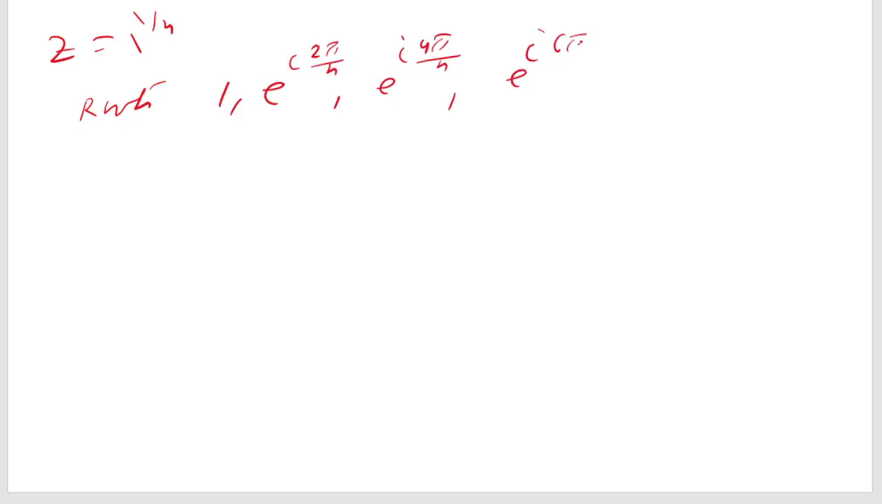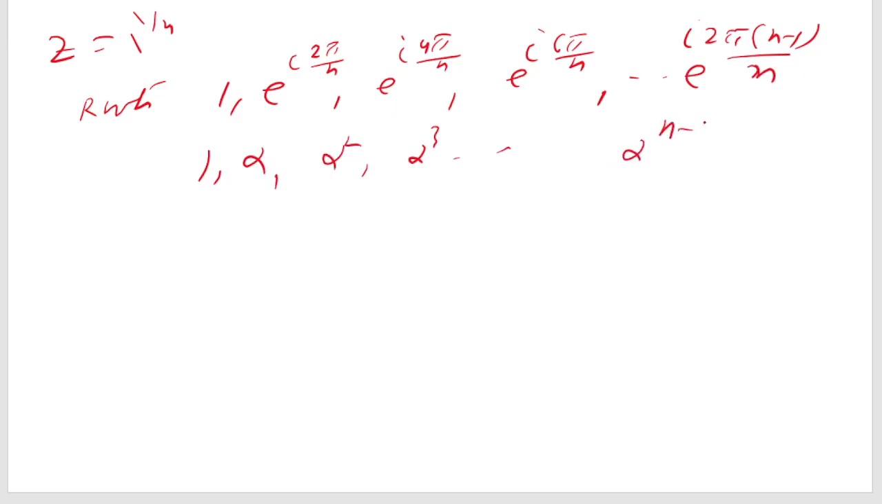So this 1 by n root has roots. What are the roots? The roots are 1, e to the power i 2 pi by n, e to the power i 4 pi by n, e to the power i 6 pi by n, and up to e to the power i 2 pi (n minus 1) by n. These are called 1, alpha, alpha square, alpha cube, up to alpha to the power n minus 1, if you replace with alpha equal to e to the power i 2 pi by n.